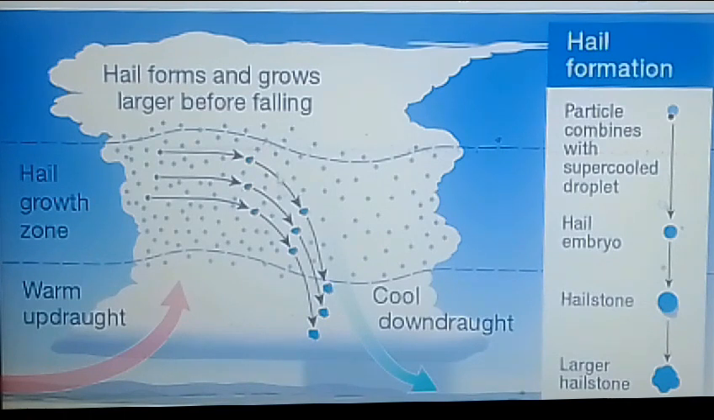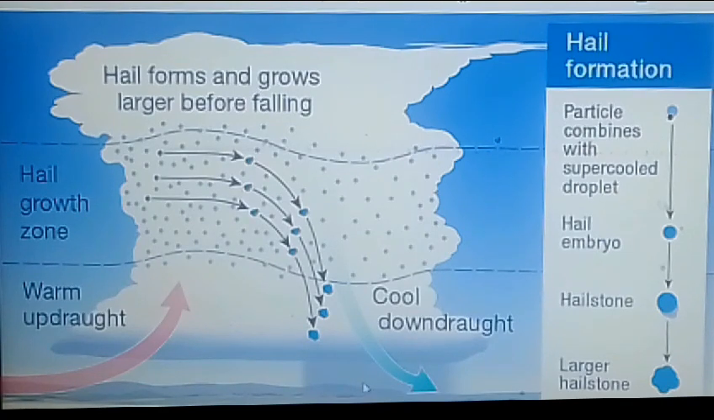So you can see the cool downdraft is pushing down the hail and the heavy rainfall and all of that has been frozen and now is bringing it down. So that is how hail actually forms.